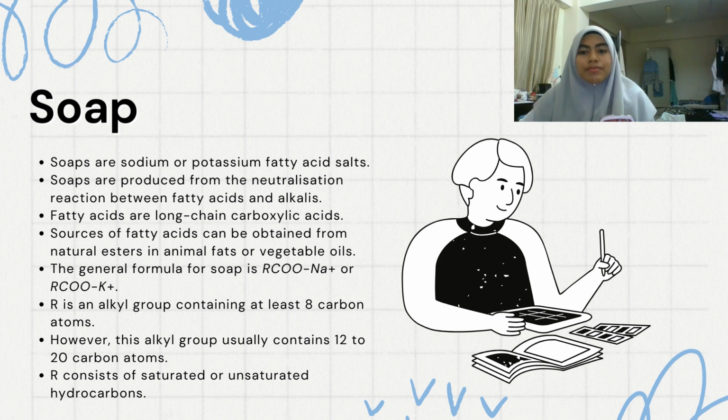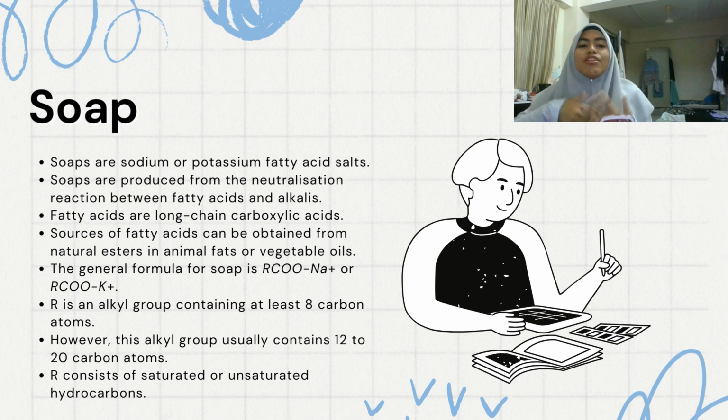Soap. Soaps are sodium or potassium fatty acid salts. Soaps are produced from the neutralization reaction between fatty acid and alkalis. Fatty acids are long-chain carboxylic acids. Sources of fatty acid can be obtained from natural esters in animal fat or vegetable oil.